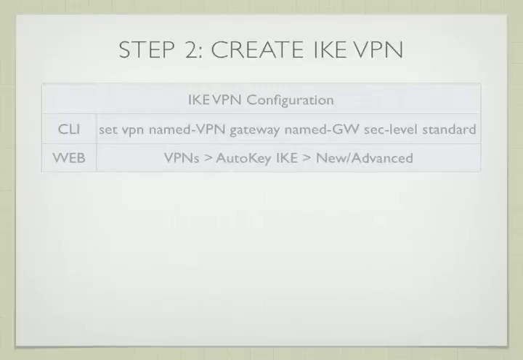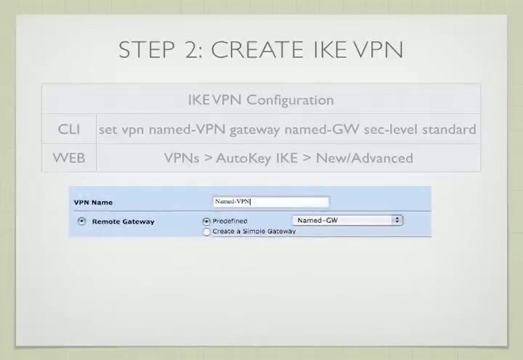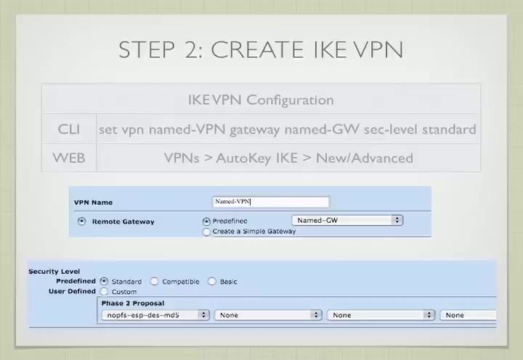On the web, this is under VPN's AutoKey IKE, and we have to fill out the new AutoKey IKE and its advanced properties in the same way. So we give it a name, we associate it with a gateway, and we select the proposal that we're going to use.